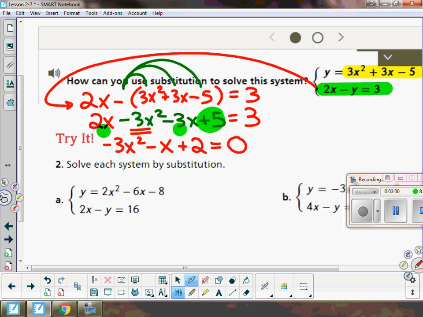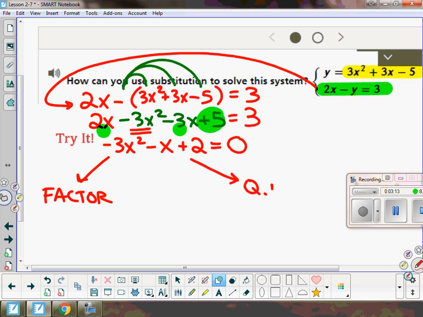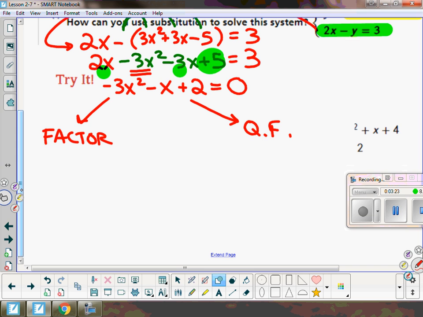Your choices are you can either factor it or use the quadratic formula. The choice is yours. I'll press pause. You decide which one you're going to do. And we'll meet back here in 30 seconds.